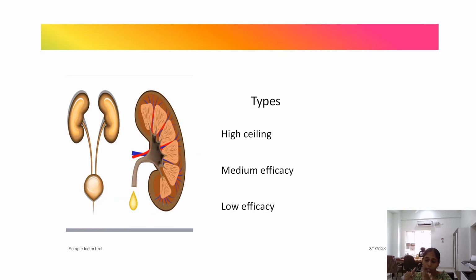Depending upon their efficacy, these diuretics can be classified as high ceiling, that is high efficacy diuretics, medium efficacy diuretics, and low efficacy diuretics. So your loop diuretics come under the high ceiling diuretics. Okay. So first, let's move on with carbonic anhydrase inhibitors group.